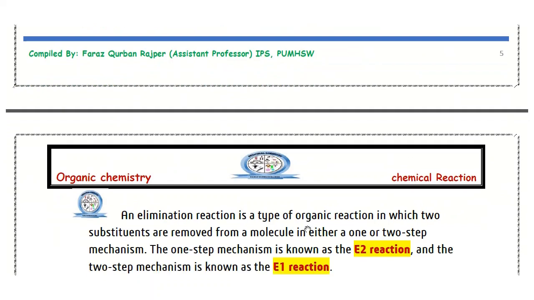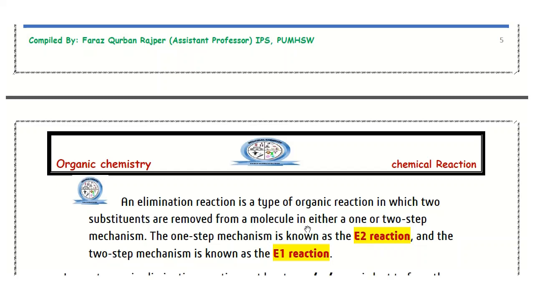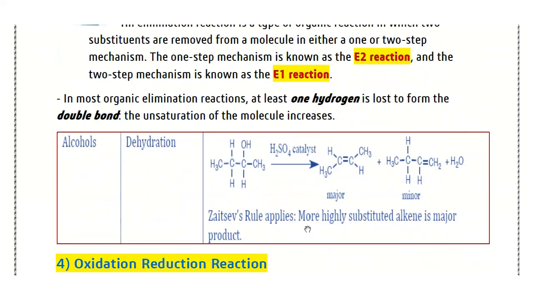An elimination reaction can occur in one step and can also occur in two steps. On that basis they are classified into E1 reactions and E2 reactions. E2 reactions are those types of elimination reaction that occur in a single step, and E1 reactions are those that occur in two steps.